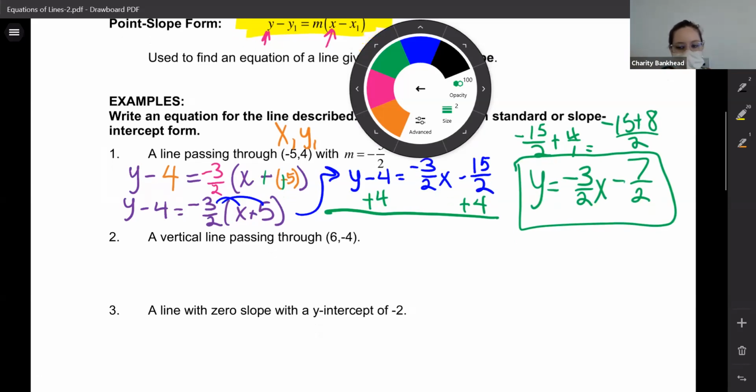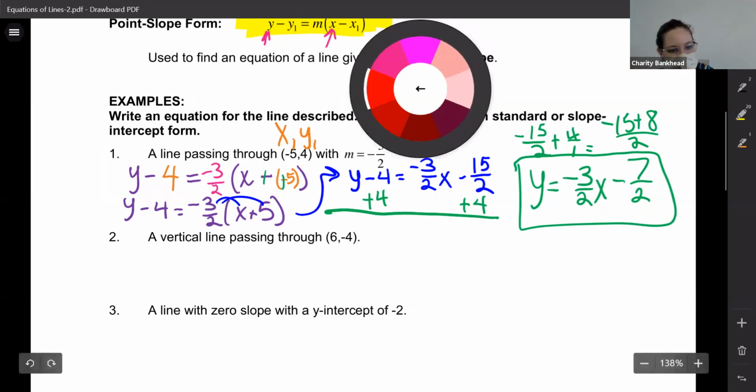Okay. Number 2 says a vertical line passing through the point (6, -4). So it's a vertical line, it has to be x equals a number. And that number would have to be 6. That's the x value of that point.